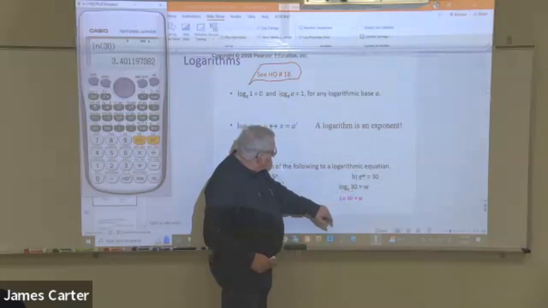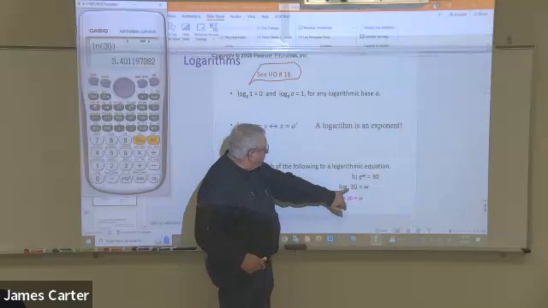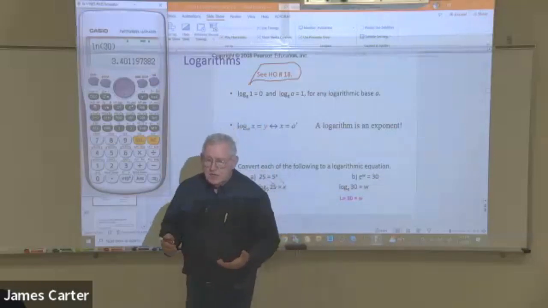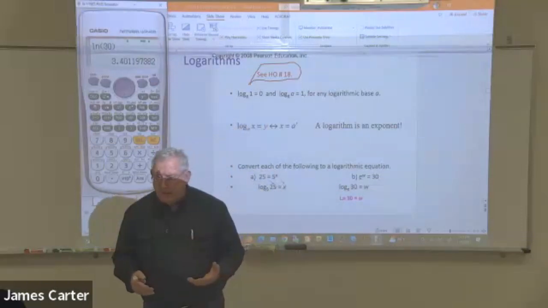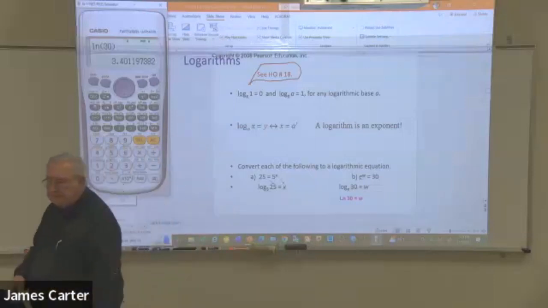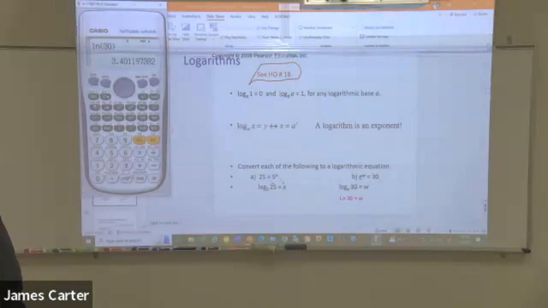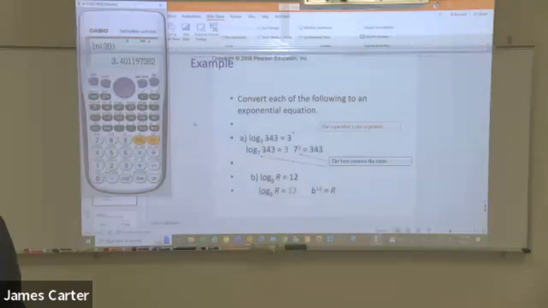Just like earlier, I told you if you have log with no base, that it's the same thing as log base 10. Okay. So if you use this log key that I'm pointing at right now, then that means you're doing log base 10. Use this one, it means you're doing log base E. I've kind of hopefully made the point on that. Come to this.